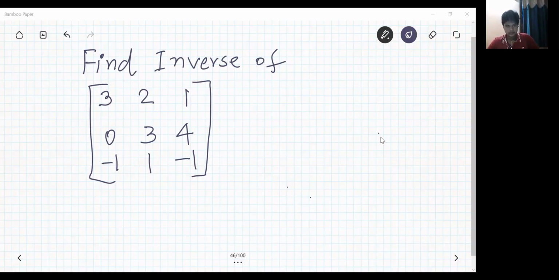Okay, you do this problem. So first you will find the determinant. Determinant. First step is to find the inverse. First step is to find the determinant. Yes, sir.